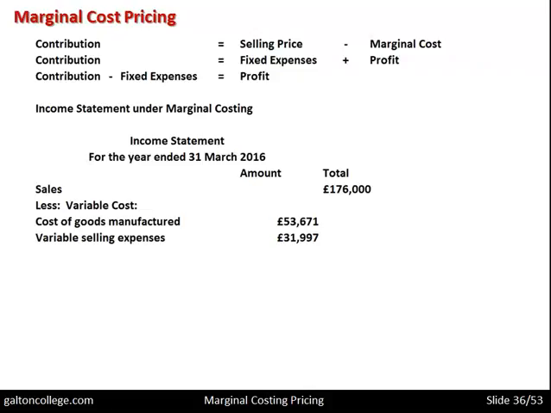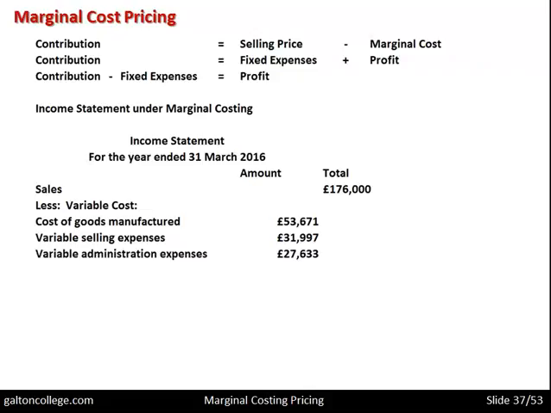53,671. The variable selling expenses, whatever those are, it may be the cost of postage. Perhaps it's posting out the products to customers, or the cost of transport and accommodation for the sales staff who have to go around and try to sell the products. So let's say we add up all the selling expenses to come to £31,997. So it's the variable cost of expense of selling.